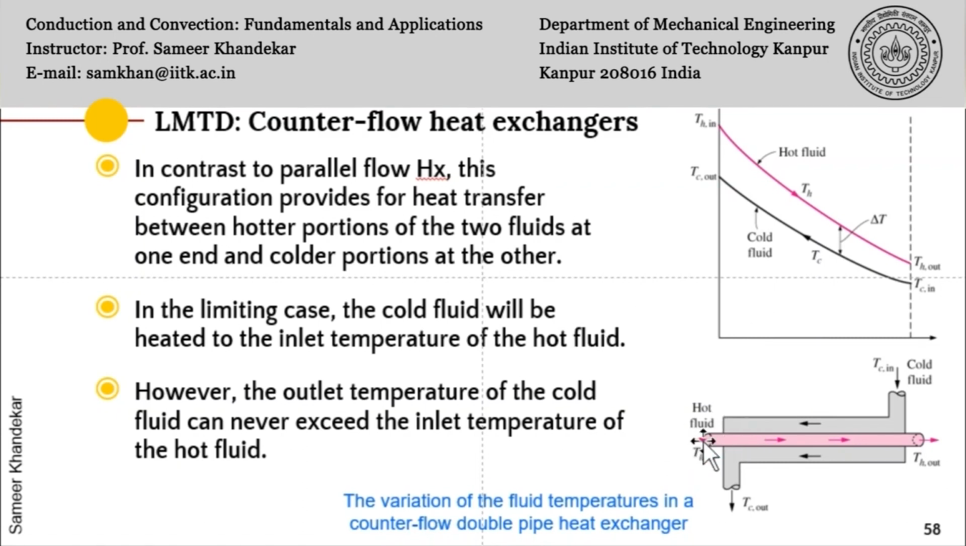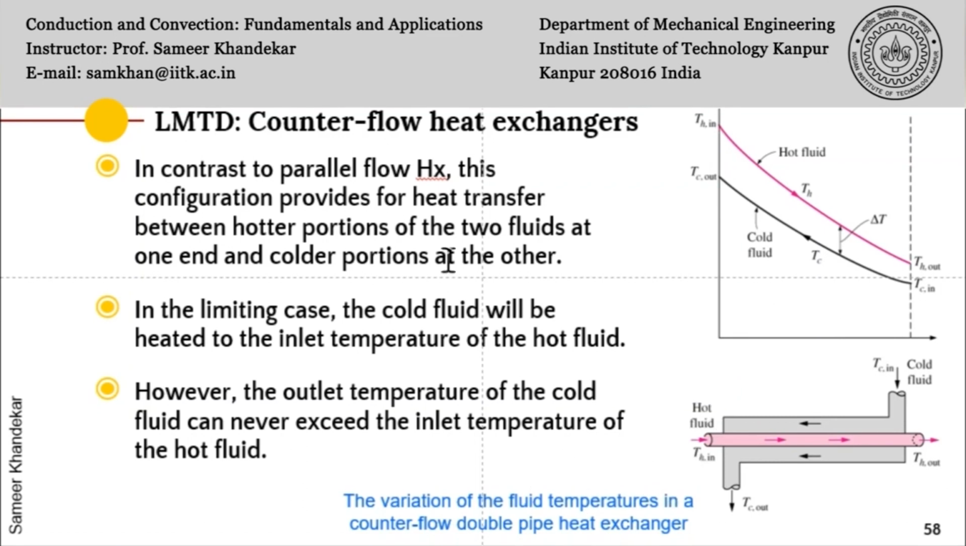Now what will happen if you make this asymptotically long? In the limiting case, the cold fluid will be heated to the inlet temperature of the hot fluid. So essentially if you make it very long, this point will shift upwards and will eventually meet the hot fluid in an infinitely long heat exchanger. However, the outlet temperature of the cold fluid can never exceed the inlet temperature of the hot fluid. So this is also very clear that the outlet temperature of the cold fluid, which is this one, will never exceed the inlet temperature of the hot fluid. So it can asymptotically only reach it.